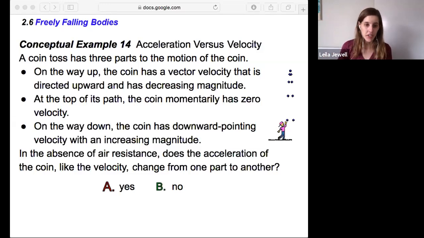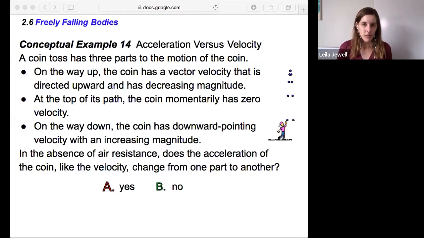In the absence of air resistance, does the acceleration of the coin, like the velocity, change from one part to another? This is a really tricky question that I see students, all types of students, wrestle with. So please pause for a moment, reflect, decide if you are going to stand for yes or no, and why. So go ahead and pause. Okay, I'm gonna trust you did that.